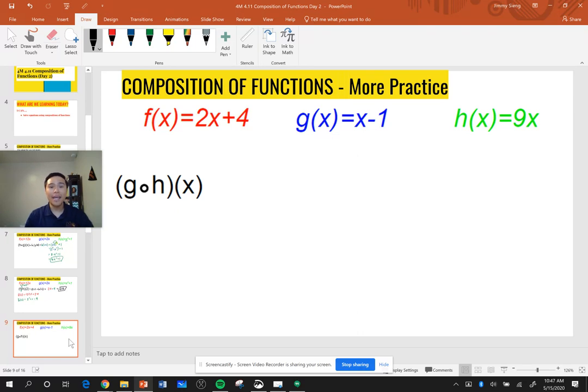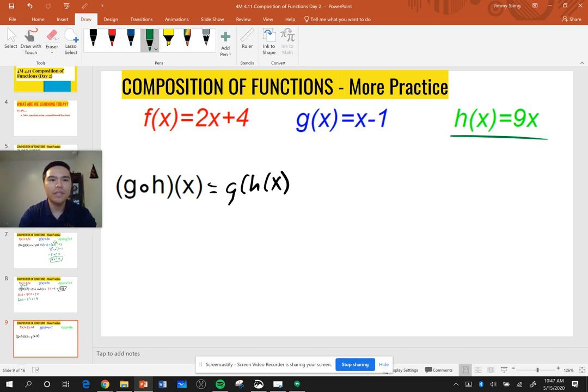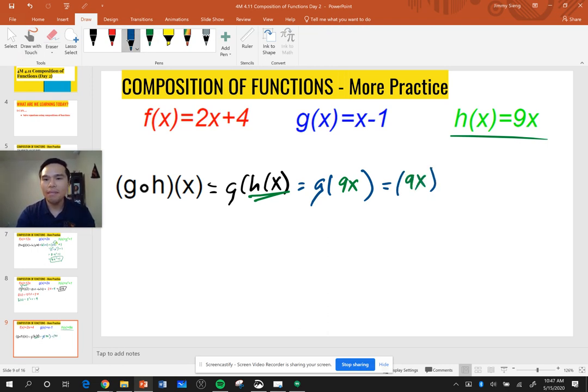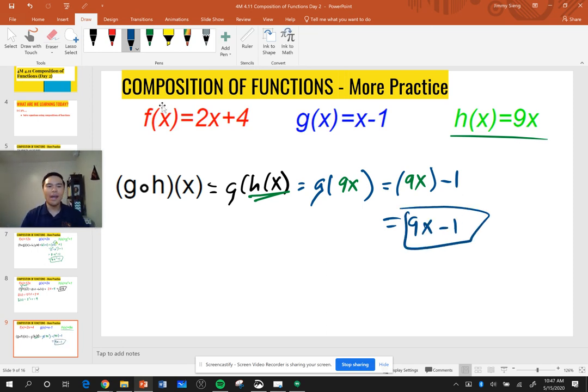Nice. Okay, switching it up a bit. I'm doing this for your brain so that you can get this a little more and understand the differences. This is saying g of h of x. We're going to put in our green function into our blue function, right? So g of 9x. This is our green function. We're going to take that 9x and replace it into our x value for g of x. Well, that's just parentheses 9x minus 1. And looks like you can't simplify anymore. So there you have it. That's all you have, all right?